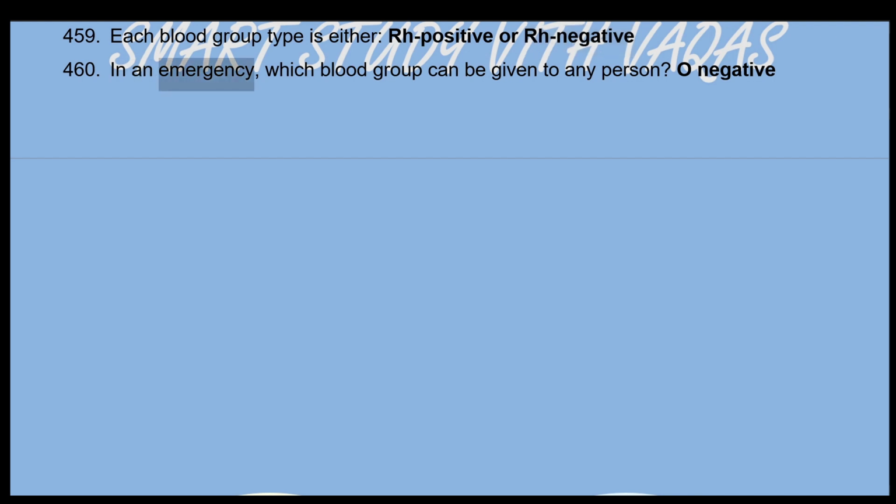In an emergency, which blood group can be given to any person? O negative.